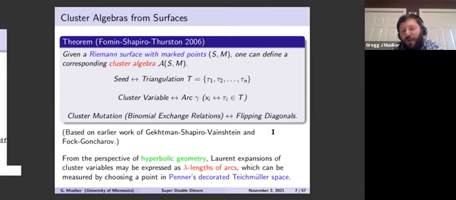And then as you do the quadrilateral flips, you get other arcs between the corresponding horocycles, and those will get expansions in terms of the original x1 through xn, and they end up being all Laurent polynomials based on applying the cluster mutation rules again and again. And so from the perspective of hyperbolic geometry, these Laurent expansions are really just the lambda lengths of these arcs from the point of view of Penner's decorated Teichmüller space.